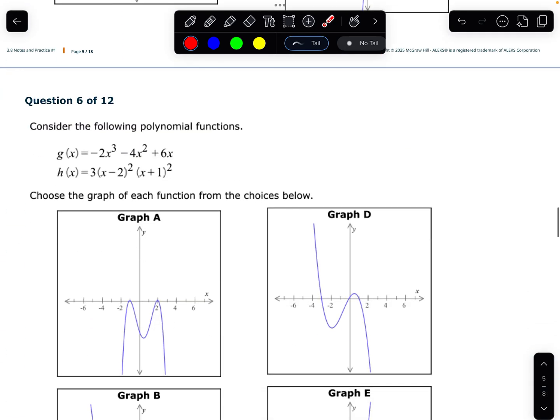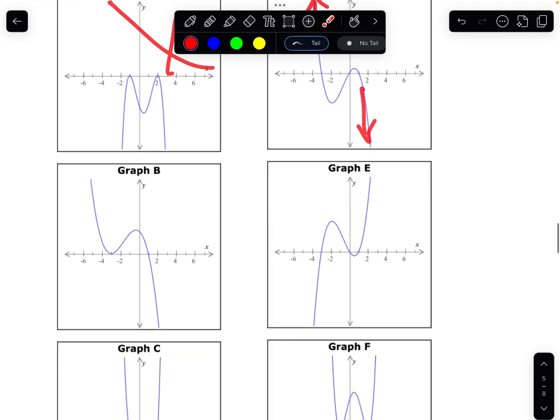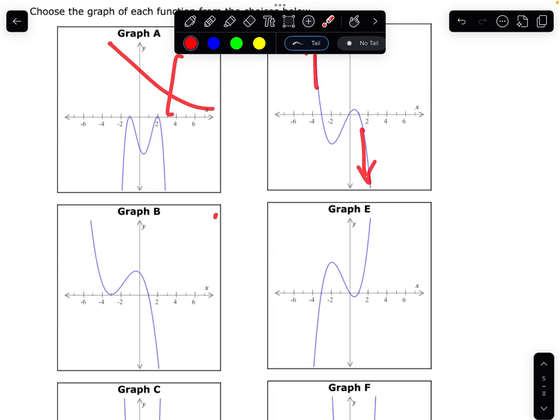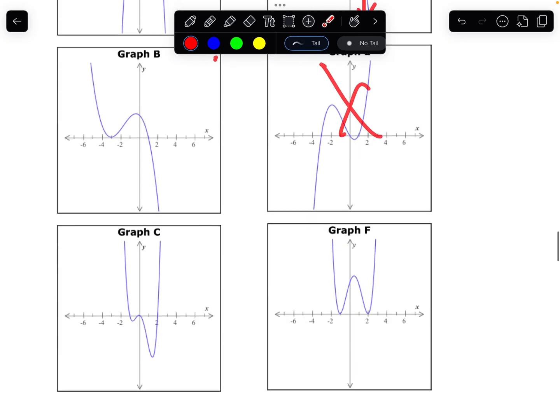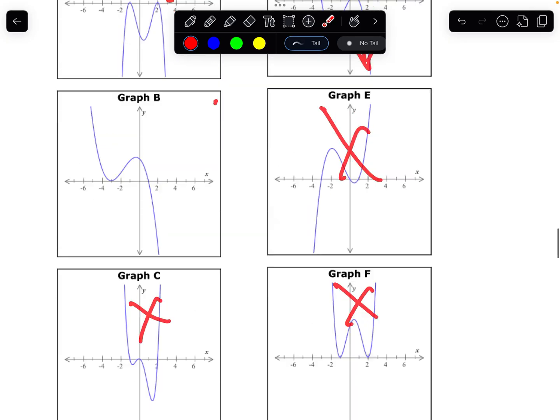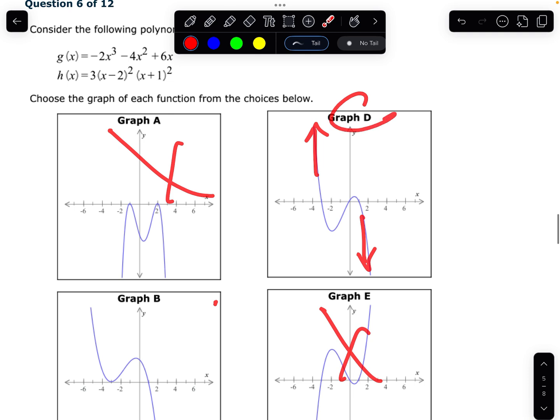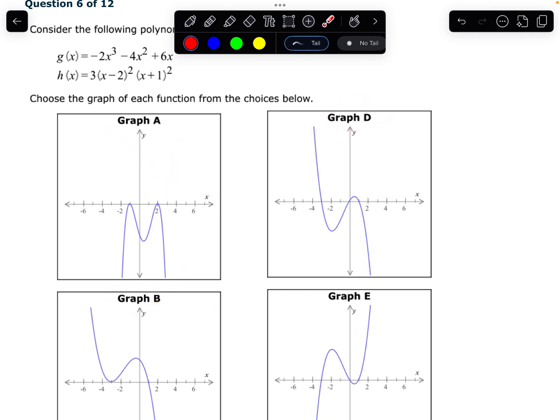So I'm going to look at the leading degree. So it's negative leading coefficient, odd degree, which means on the left it has to go up, on the right it has to go down. So it can't be A. It could be B. It can't be E, can't be C, and it can't be F. So our two choices are between D and B.